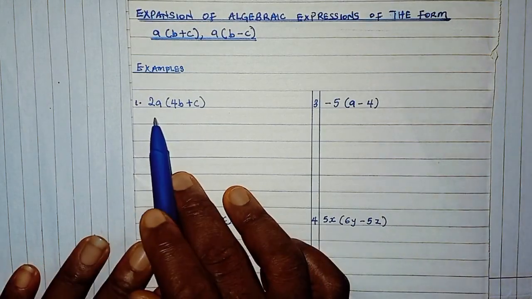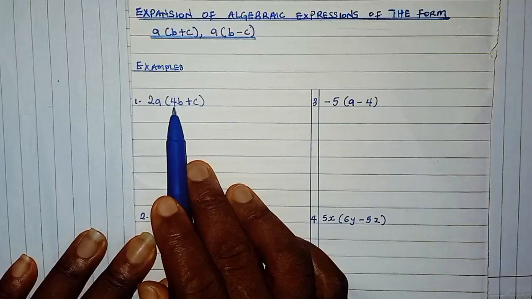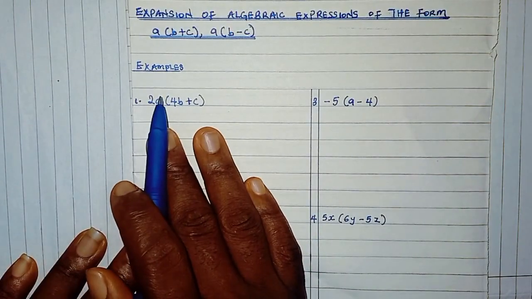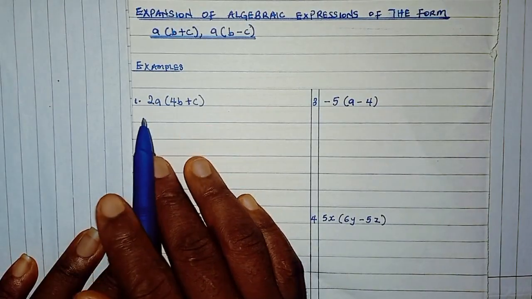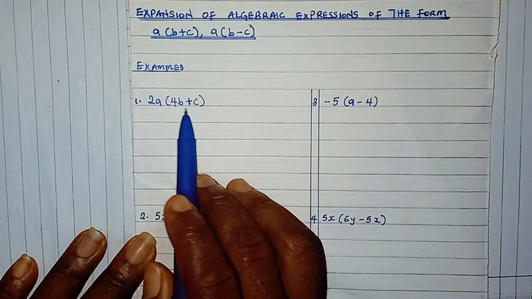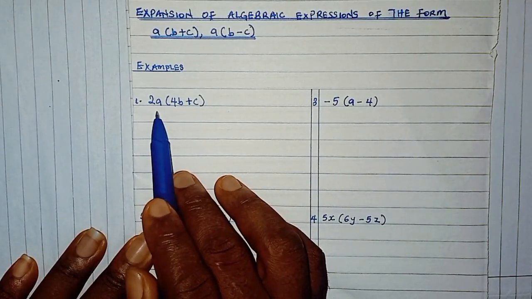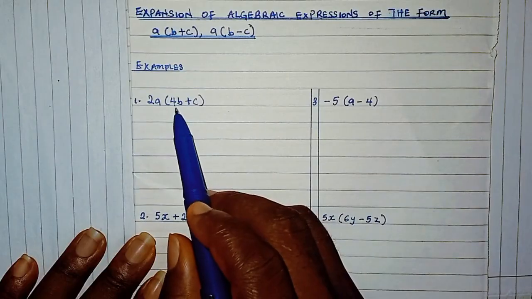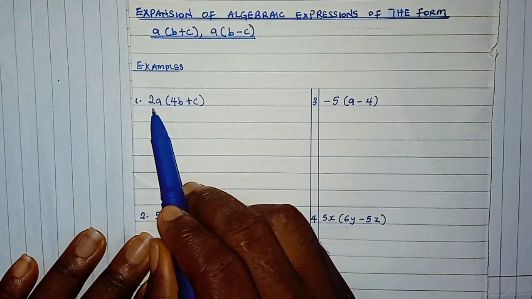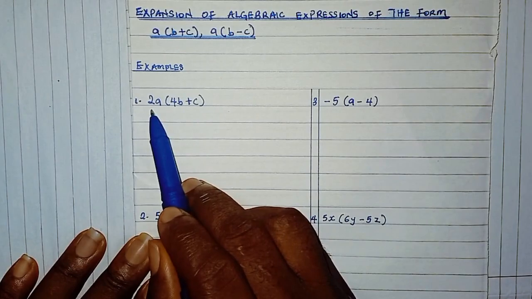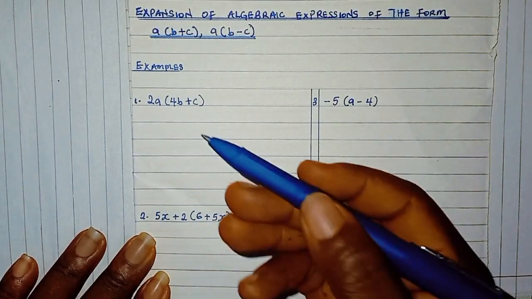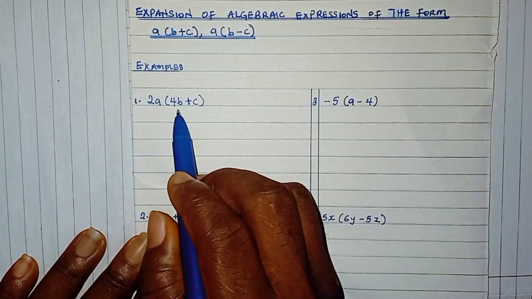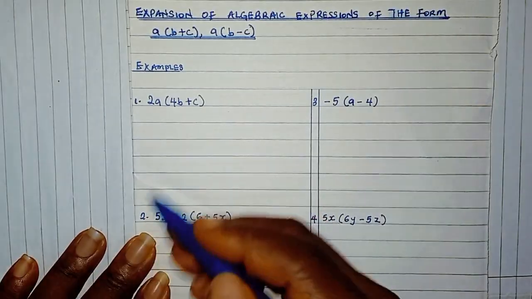So the first one, we have 2A open bracket 4B plus C. For us to expand this, we are going to multiply everything here using 2A. Now I want you to look at this. We are multiplying 4B with 2A and also C with 2A. We are not just multiplying only 4B with 2A, rather 4B and C with 2A.